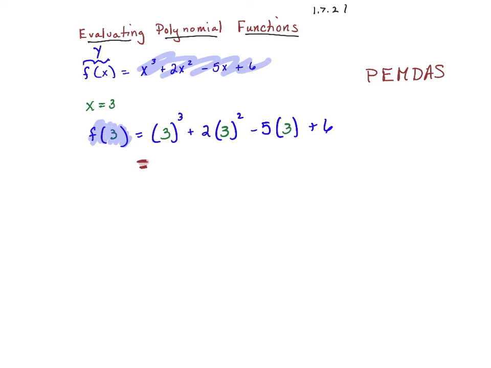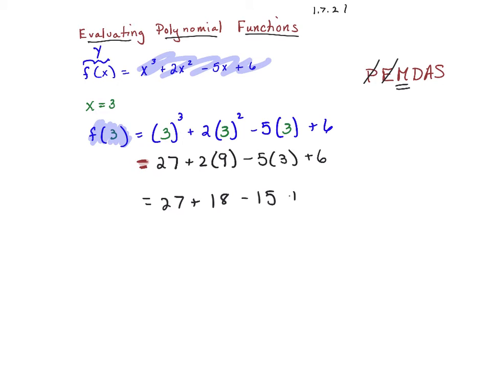So we got 3 cubed. 3 times 3 times 3 is 27. And then we got 3 squared. So that's 3 times 3, which is 9. Okay, so I've taken care of all my exponents. Done parentheses, exponents. Now I got to do any multiplications. So I got 27, 2 times 9 is 18, negative 5 times 3, negative 15. No divisions in the thing.